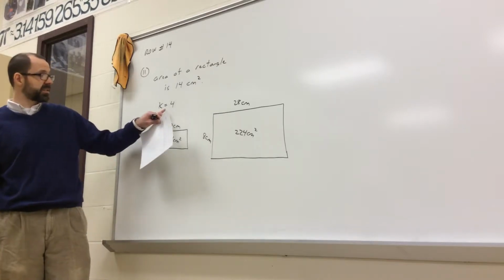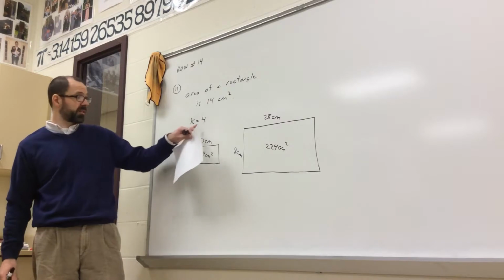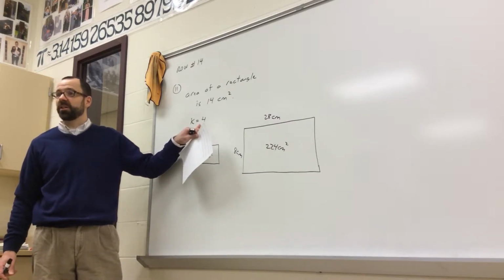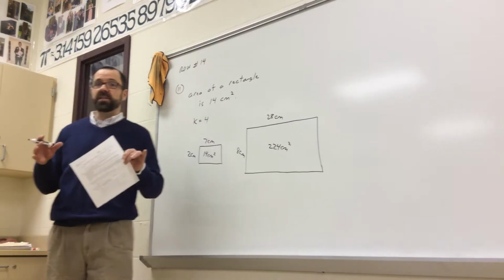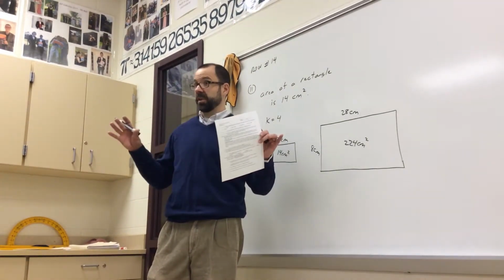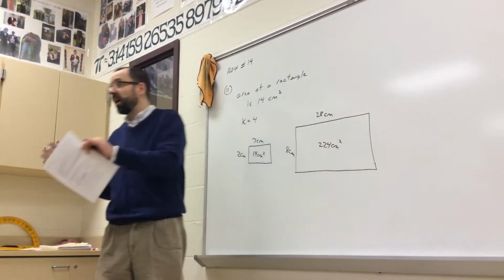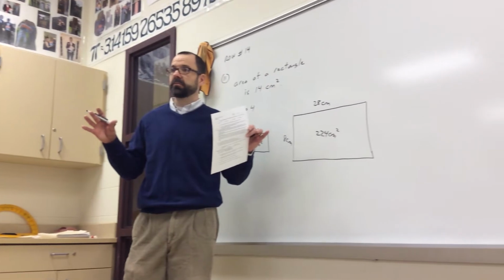Which makes sense because area is square units, right? So if the sides are 4 times bigger, that means the area is going to be 16 times bigger. Or if the sides were 3 times bigger, then the area would be 9 times bigger. Or if the sides were 5 times bigger, then the area would be 25 times bigger.